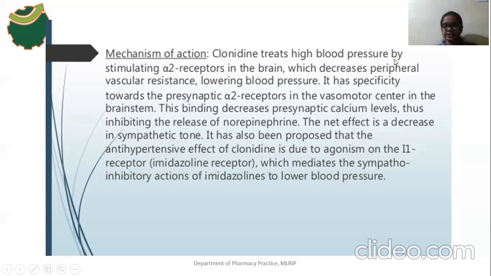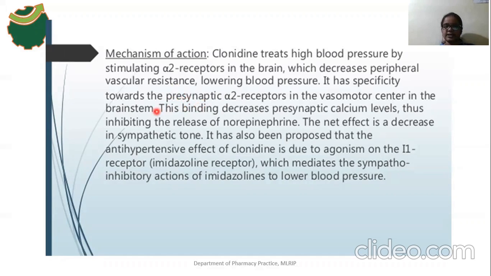The resistance of the arteries to the blood flow is called peripheral resistance. Okay, if the peripheral vascular resistance decreases, what does that mean? The vasodilation effect will be produced. And one more reason the peripheral vascular resistance decreases is the presynaptic alpha 2 receptors in the vasomotor centers.